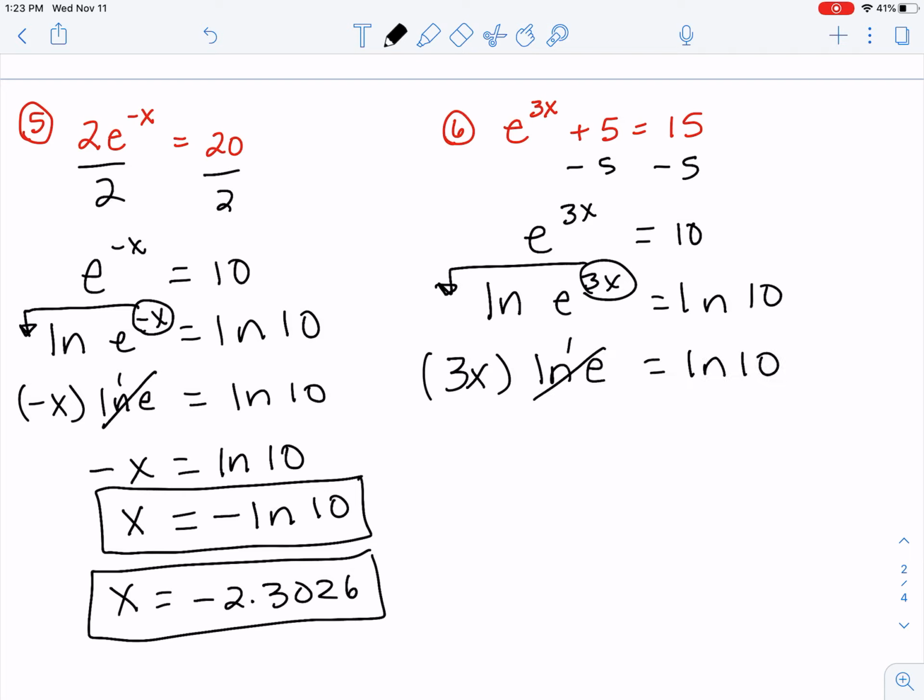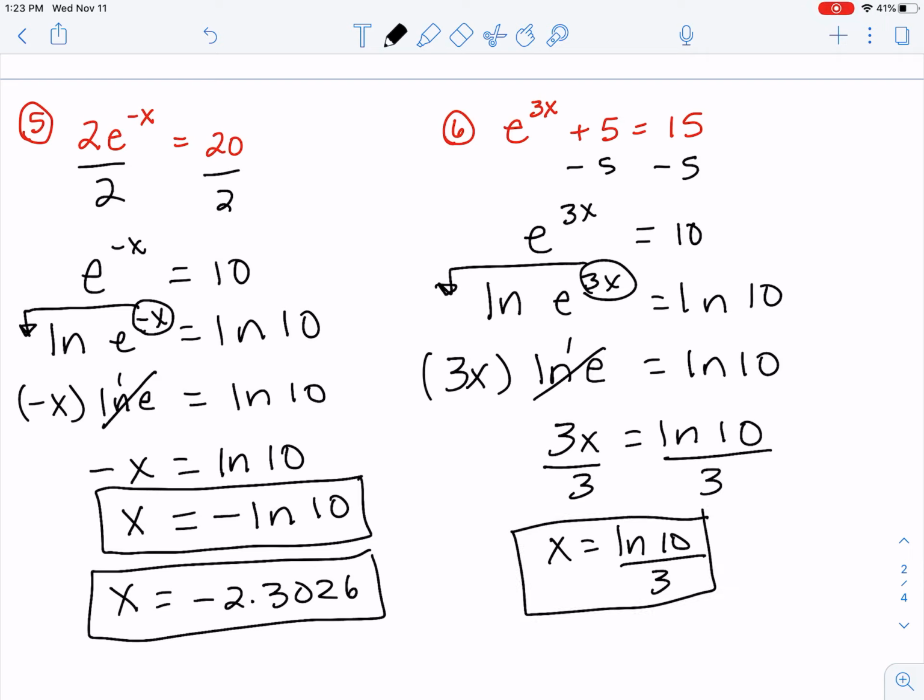We know the natural log of e is 1, and that gives me 3x equals natural log of 10. So now I'm going to divide by 3. So that is the natural log of 10 divided by 3. That is an exact answer. If you take the natural log of 10, make sure you hit enter or close that parenthesis before you hit divided by 3. That decimal answer would be 0.7675.